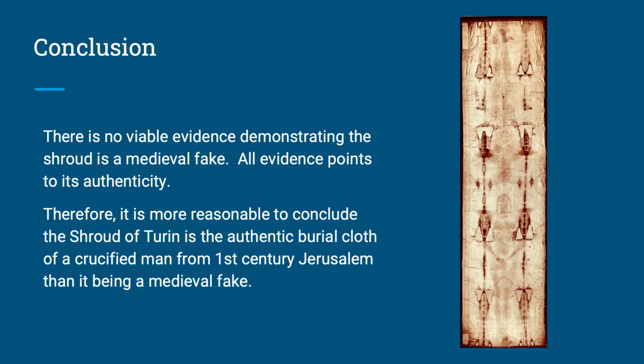So in conclusion, as far as I can tell, there is no viable evidence demonstrating the shroud is a medieval fake. I've been trying to do a lot of research on all the skeptical arguments, and I haven't found one of them that has held up. All evidence points to its authenticity. Therefore, it is more reasonable to conclude the Shroud of Turin is the authentic burial cloth of a crucified man from 1st century Jerusalem than it being a medieval fake.